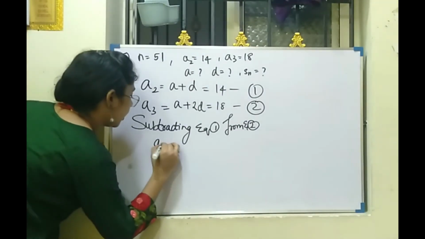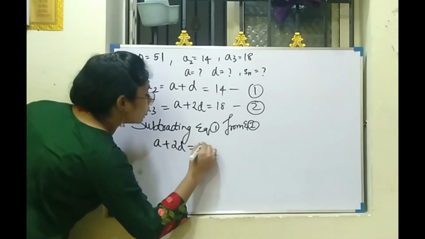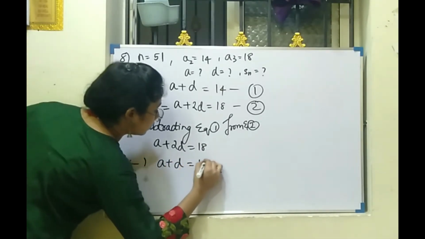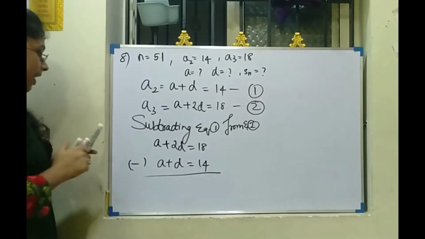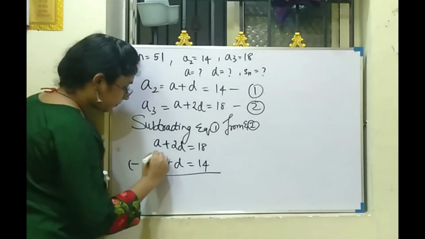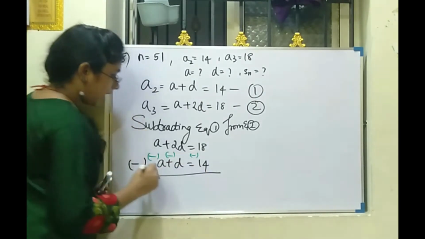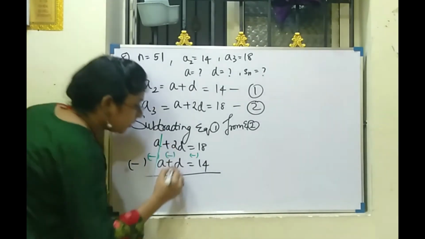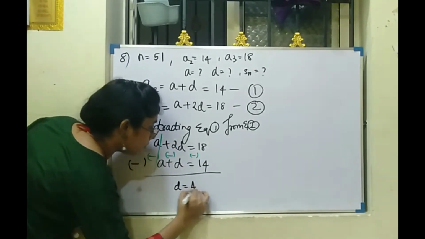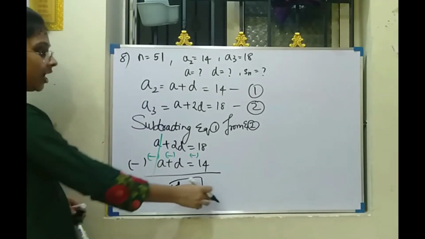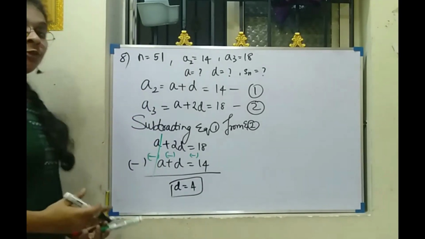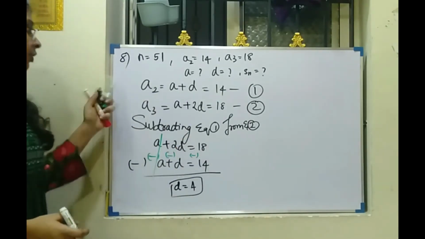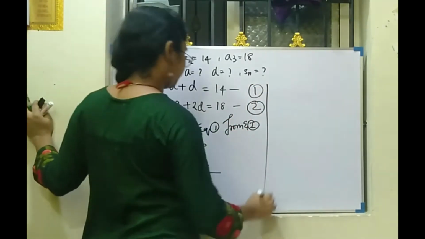Okay, so A plus 2D is equal to 18 minus A plus D, which is equal to 14. To subtract, I have to change the symbols first, and A is getting eliminated. 2D minus D will be D, which is equal to 4, and we know the value of D. What we have to do next? Substituting D in one of those equations to find the value of A.